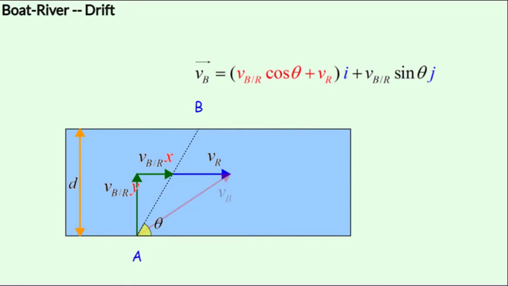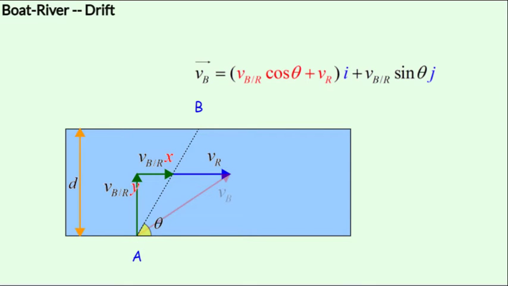In the previous lesson, we had resolved the velocity of the boat with respect to the river into its components parallel and perpendicular to the banks of the river. Since drift is measured along the x direction, we will use the velocity component of only the x direction, which is v_b/r cos θ plus v_r. This velocity is constant along the x direction and there is no acceleration.